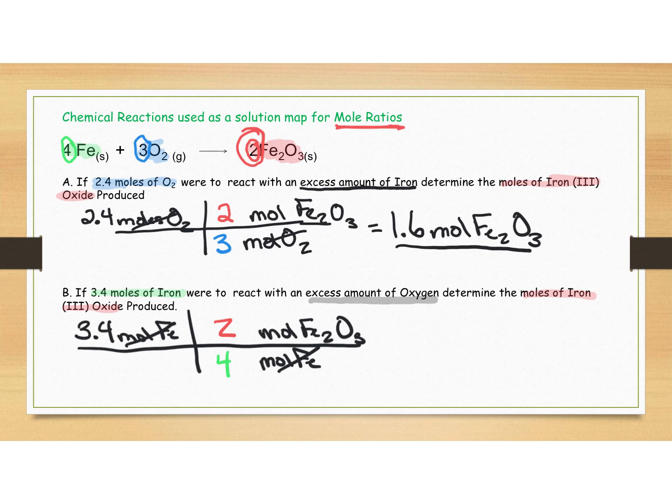So in this case, when I put that in my calculator, I'm going to get 1.7 moles of Fe2O3. So if I only had 2.4 moles of oxygen, I could only make 1.6 moles of iron oxide. If I had 3.4 moles of iron, I could only make 1.7 moles of iron oxide.